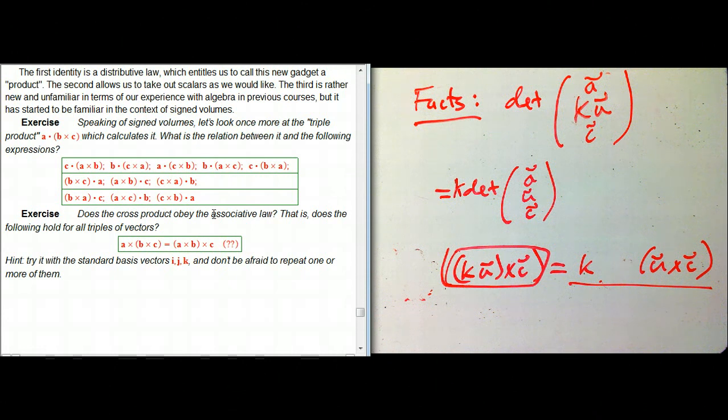And then the associative law is a good one to try. By just trying i's, j's and k's, you can convince yourself that unfortunately the associative law is not true. Turns out that that has some very, very deep consequences, which I'll probably not be able to go into.